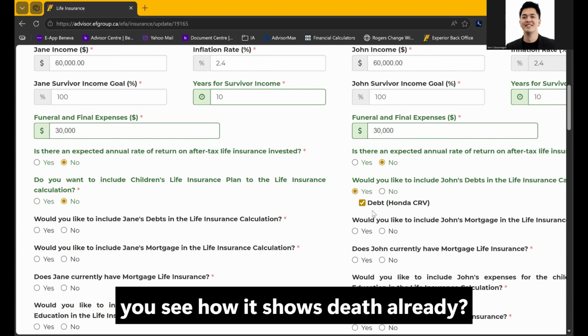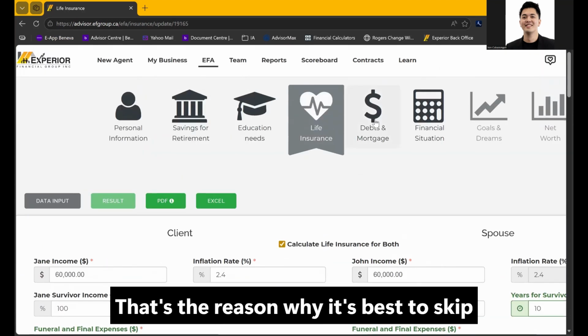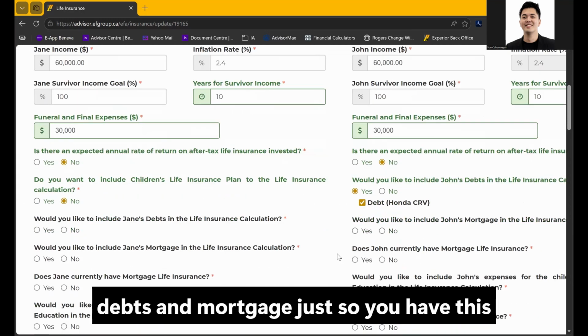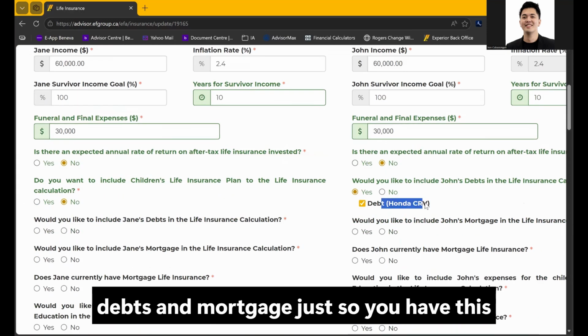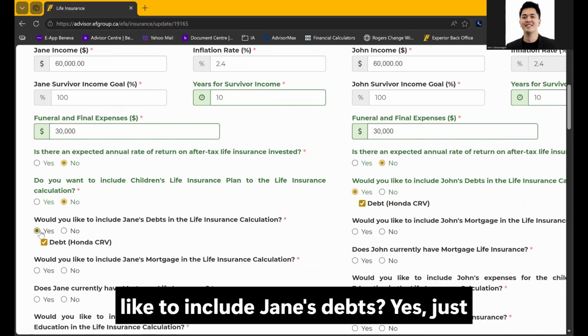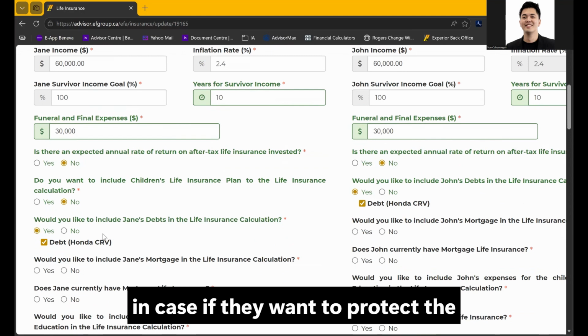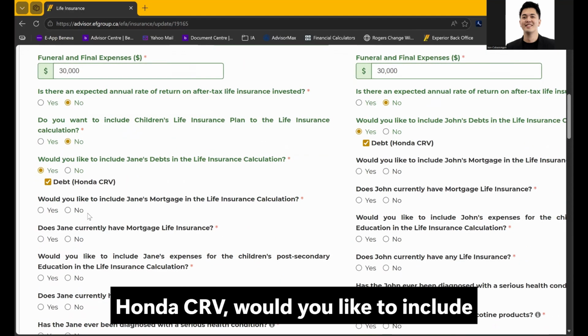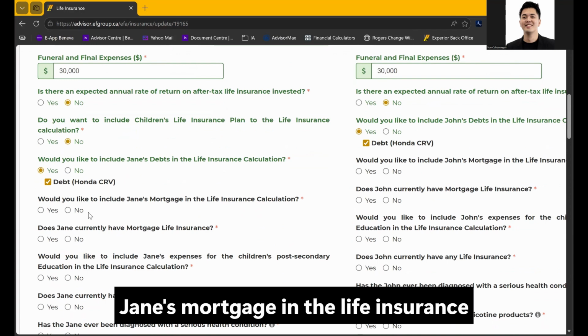Now, you see how it shows debt already? That's the reason why it's best to skip life insurance first and then head over to debts and mortgage, just so you have this information over here. Now, would you like to include Jane's debts? Yes, just in case, if they want to protect the Honda CRV as well. Would you like to include Jane's mortgage in the life insurance calculation?